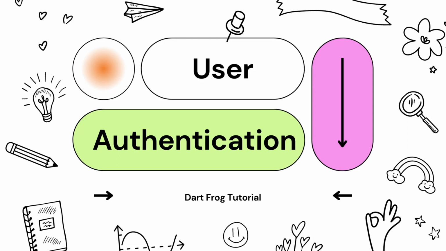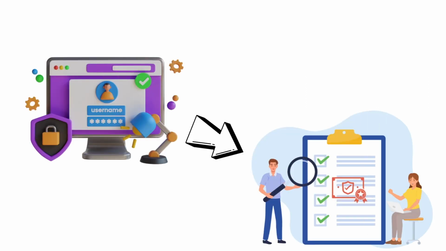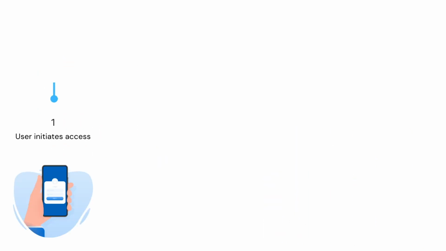Hey friends, now let's continue and focus on user authentication. Authentication is the process of verifying the identity of a user attempting to access an application to ensure that only authorized individuals are granted access to the application. The primary goal of authentication is to confirm the user's claimed identity and ensure that they are who they say they are. The authentication process typically follows these steps.